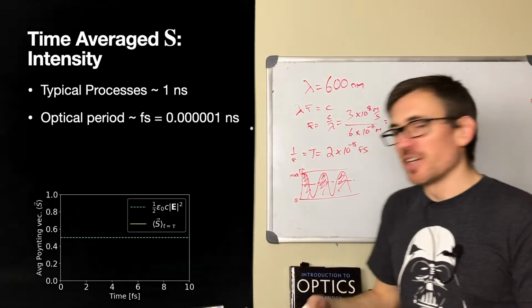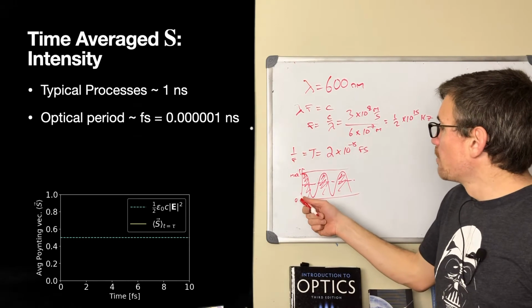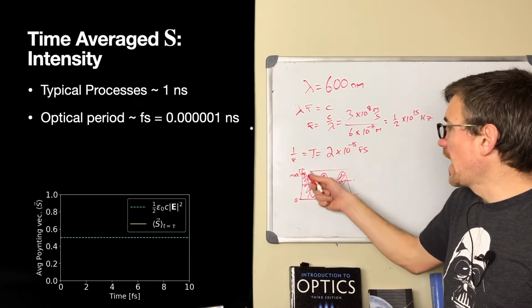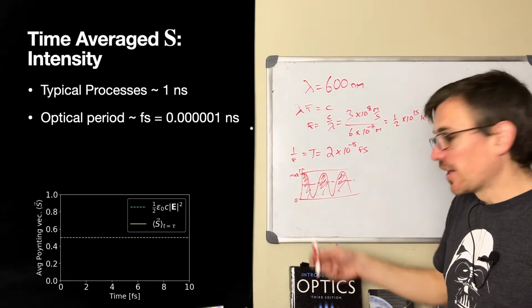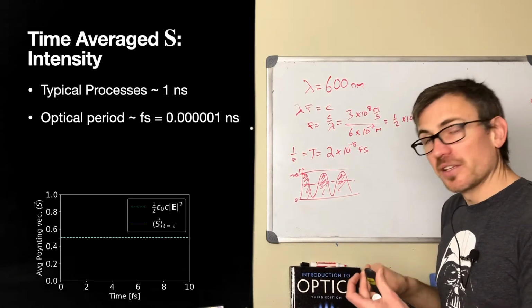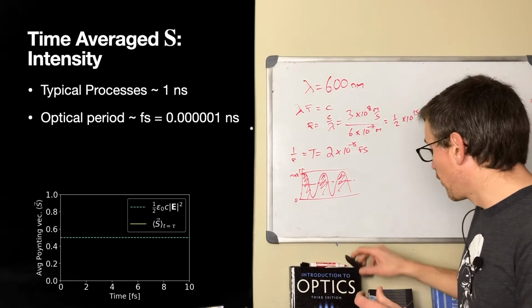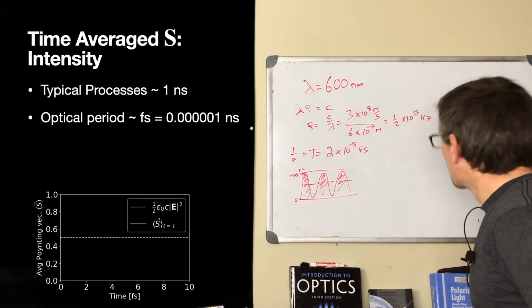Very hand-wavy derivation. Let's do it more mathematically now. But effectively, it's not going to be 0. It should be about half of the maximum value. This is the same kind of calculation you do when you calculate the RMS power in electronics.